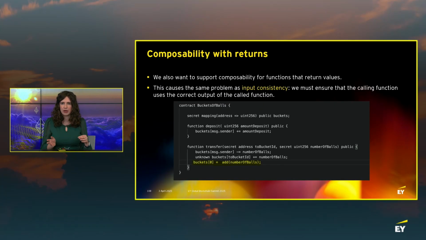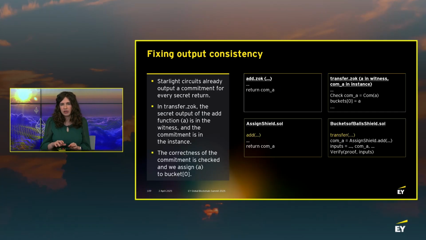Okay, so I haven't talked yet about what happens if the function we're calling actually returns something. So that could happen. In this example, you can see now add outputs some integer, and that integer is assigned to bucket 0. But we have the same potential problem as input consistency. How do we make sure that a malicious user doesn't try and just change the output of add and set bucket 0 to whatever they want? Well, we can do a pretty similar thing.